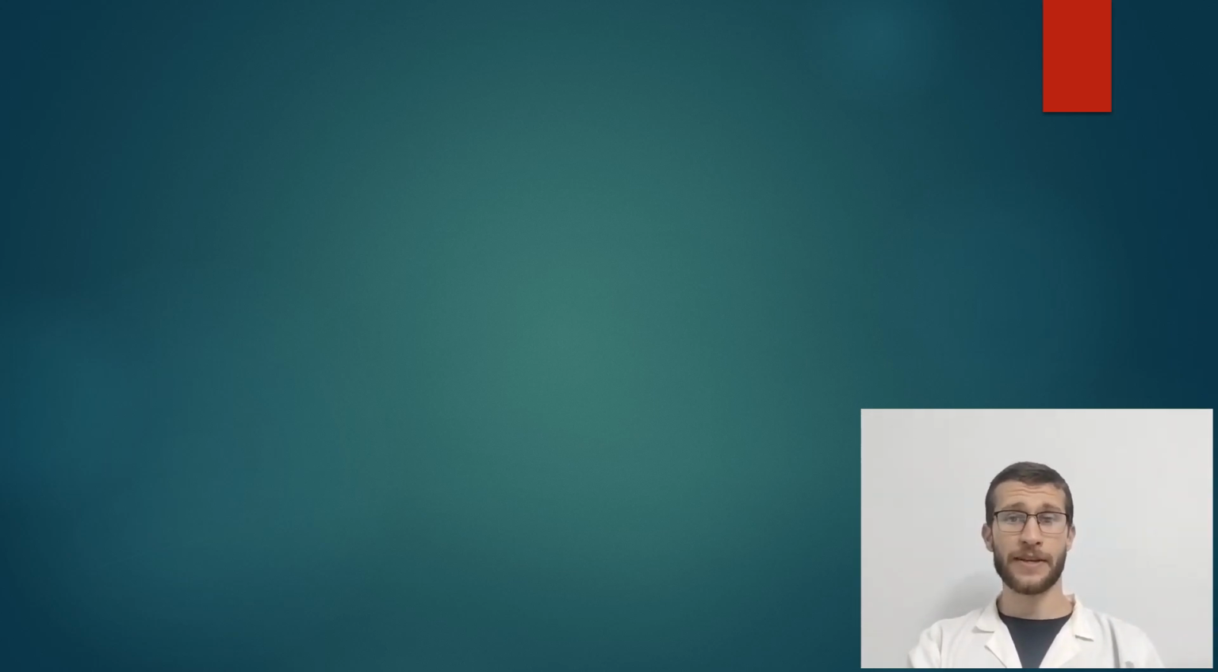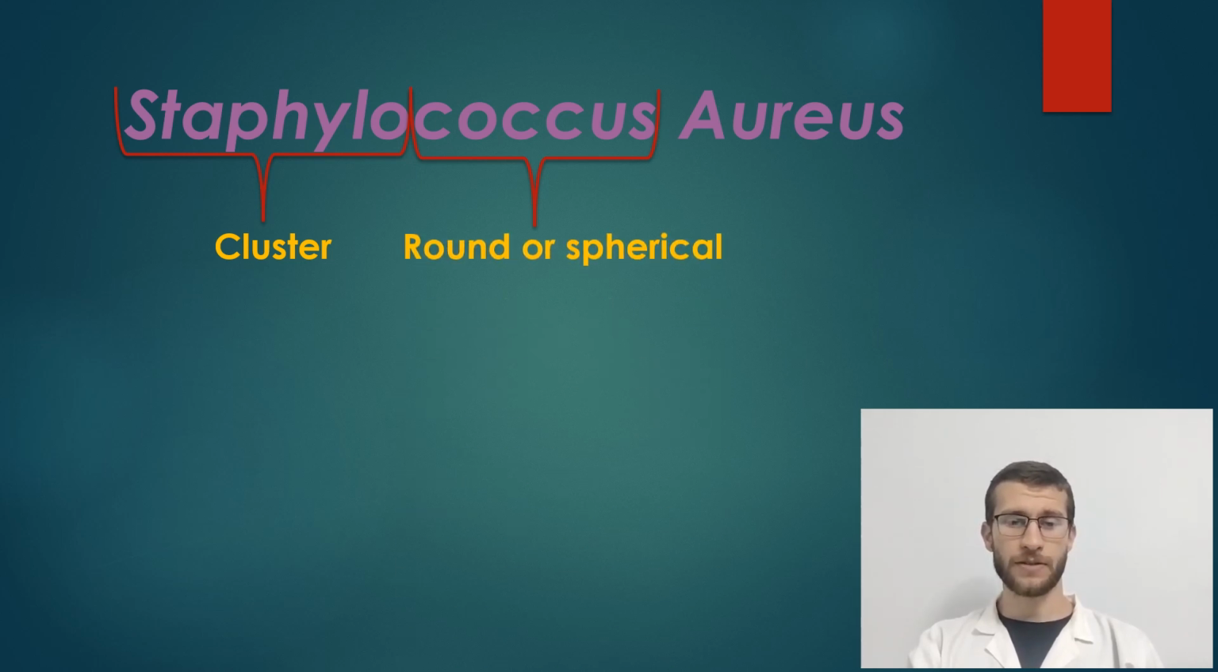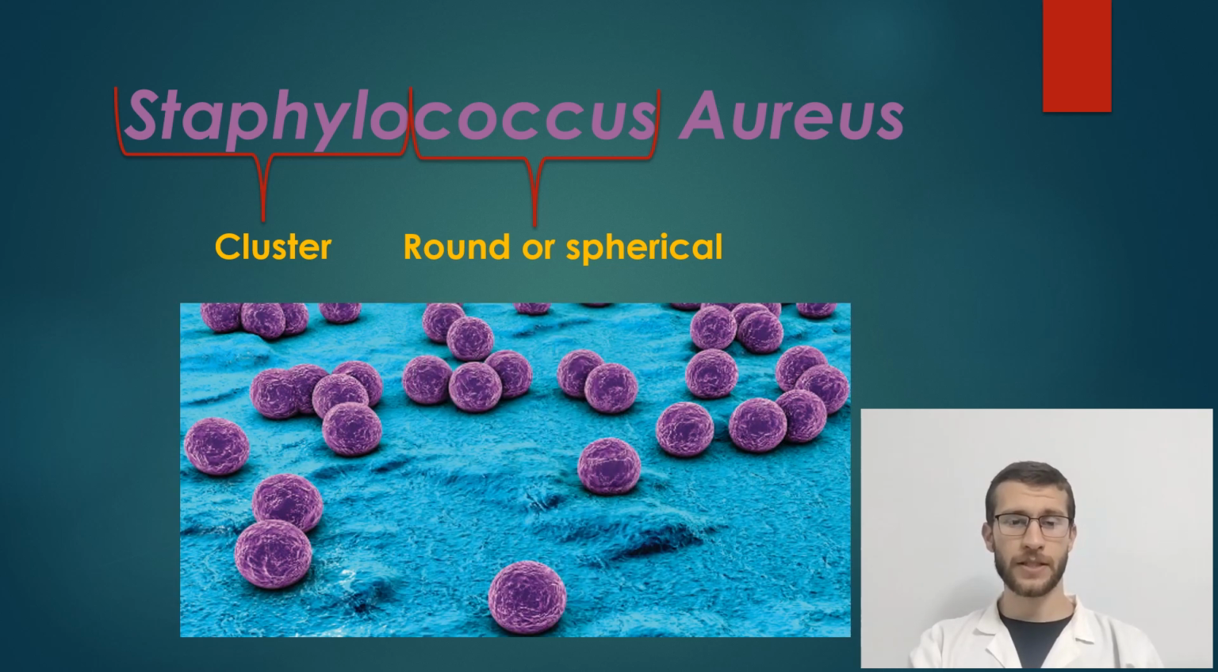I'm Dr. Hakim and today's topic is about Staphylococcus aureus. So, first of all, we should have an understanding of the bacterial nomenclature. Staph means a cluster and cocci means round or spherical, which means in total that this bacteria has a spherical shape. It's a cluster of spheres. Here's an overview of this bacteria under a microscopic picture after gram stain.